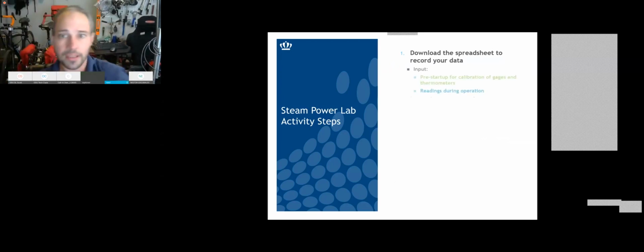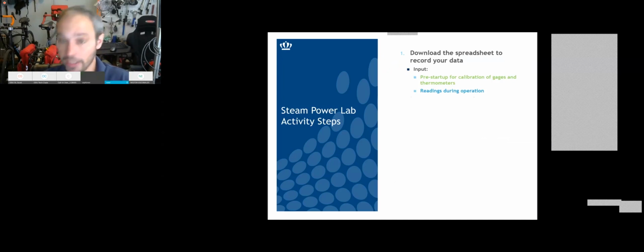First things first. I've got these things color-coded because that's the color of the cells in the spreadsheet. We have pre-start for calibration of gauges and thermometers, and then the readings during operation. So if you're in the lab, you would want to record the pressure on all the gauges and the temperature on all the thermometers before you start anything up. If they're calibrated properly, the pressure gauges should read 0 because that's 0 gauge, and the thermometer should read the room temperature.